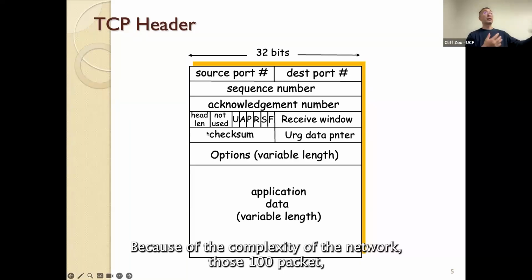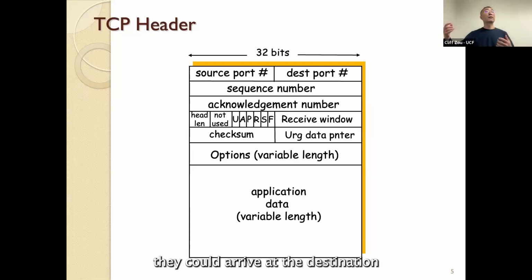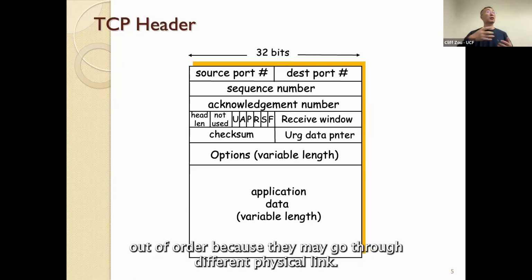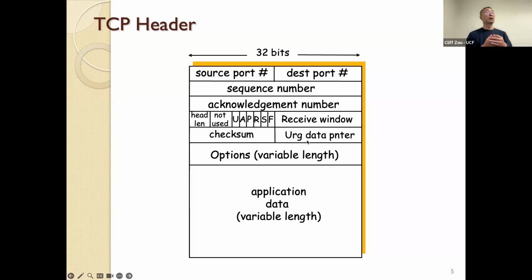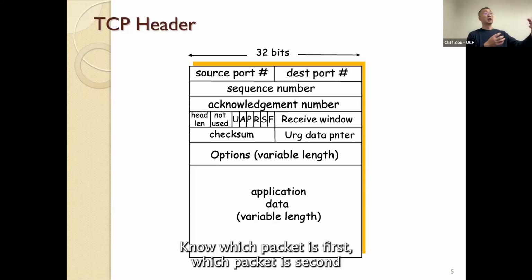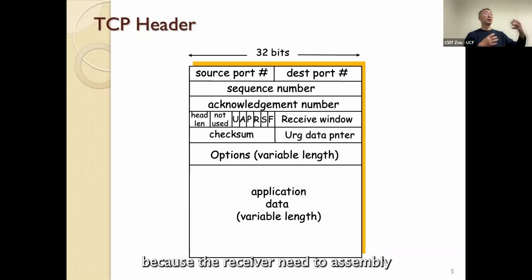Because of the complexity of the network, those 100 packets could arrive at the destination out of order because they may go through different physical links. So how can the destination, the receiver, know which packet is first, which packet is second? Because the receiver needs to assemble all those 100 packets together in order.